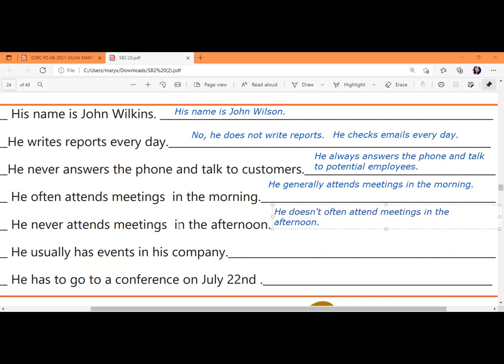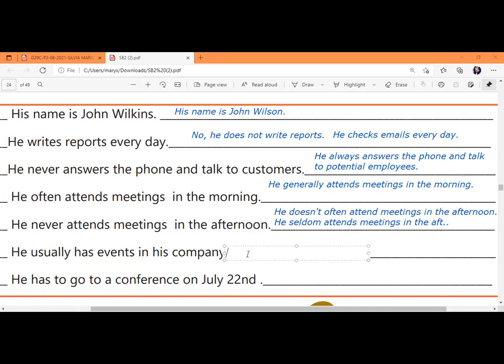Doesn't. Porque vamos a utilizar el auxiliar ya que está en una oración negativa. Okay. He seldom attends meetings in the afternoon. Okay. Estaría correcto también si dijéramos he seldom. ¿Por qué? Porque seldom también significa que casi nunca hacemos eso. Okay. He seldom attends meetings in the afternoon. Okay. Very good. Now, let's continue there. With the next example.